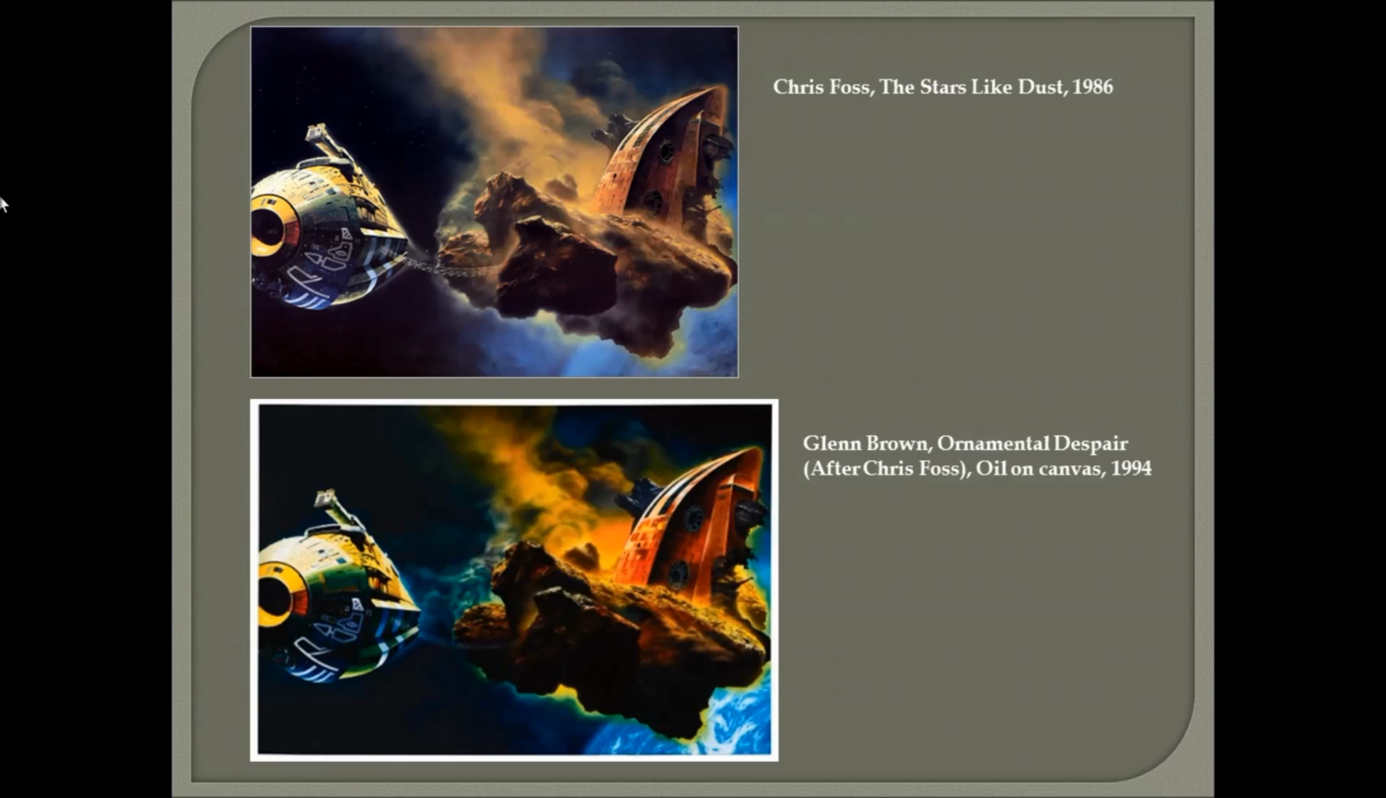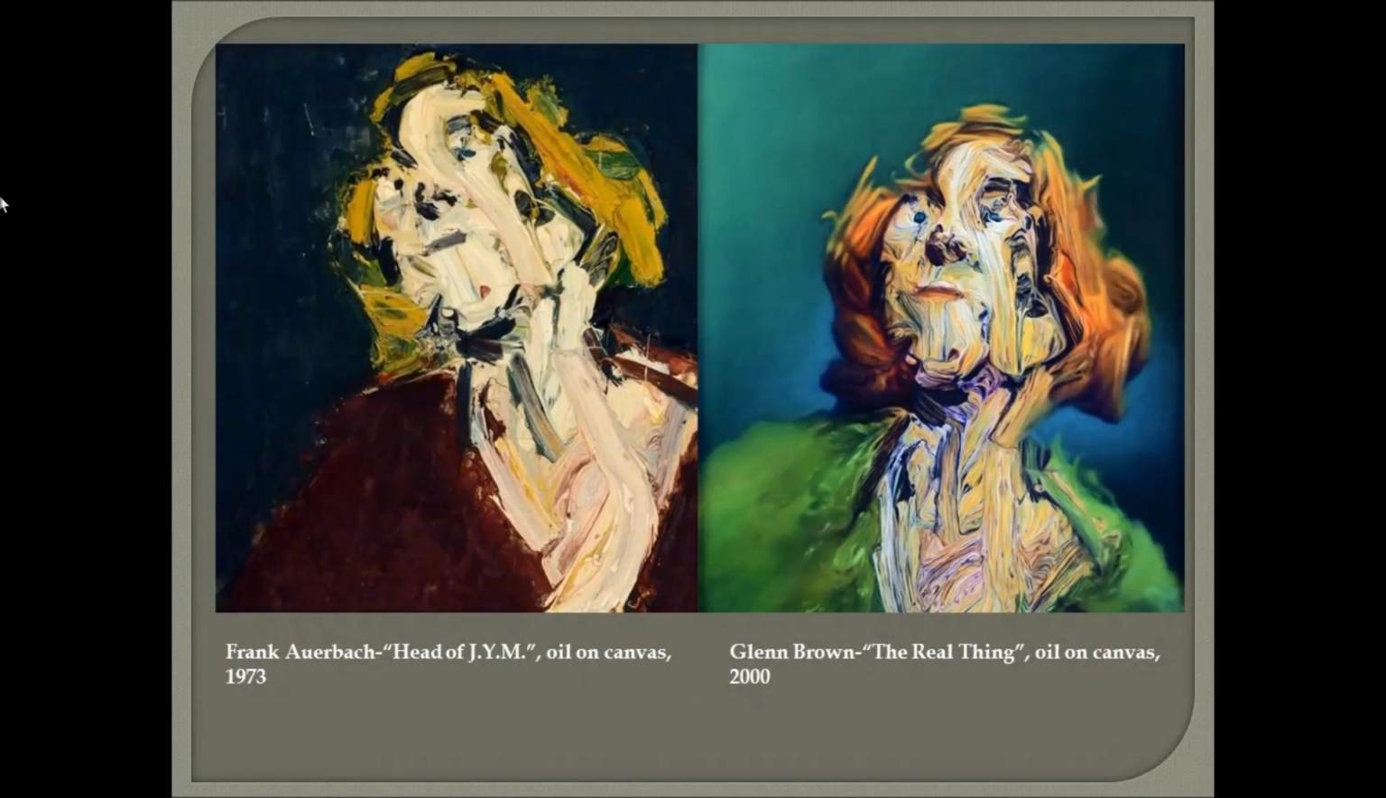So here is an example of his interpretation of impasto paint, but painted very flatly. This would be a reproduction of Frank Auerbach. On the left you have Frank Auerbach's Head of JYM, 1973, and you can see it's very painterly. You can even see the brush strokes on the canvas. And on the right you can see a similar image, obviously based off that, by Glenn Brown, called The Real Thing. Not sure if that was ironically titled or not. Made in 2000, and it looks like the paint's really gestural, but it's not.